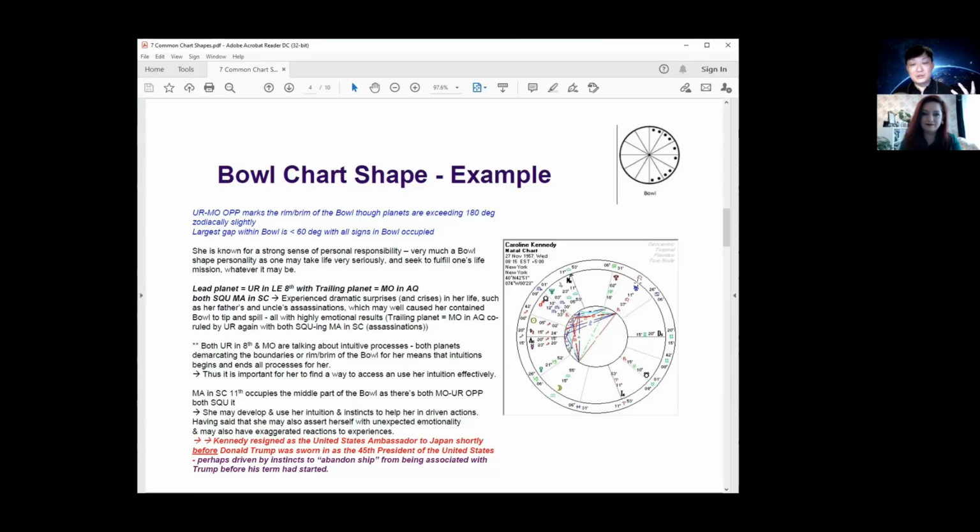8th house is also about potential things that are outside of her control. And in her life, she has experienced the assassination of her father and her uncle. And she is the one that keeps all this, or contains all this energy within herself to pull her inner resources up to deal with those things. And the trailing planet is the Moon in the sign of Aquarius.